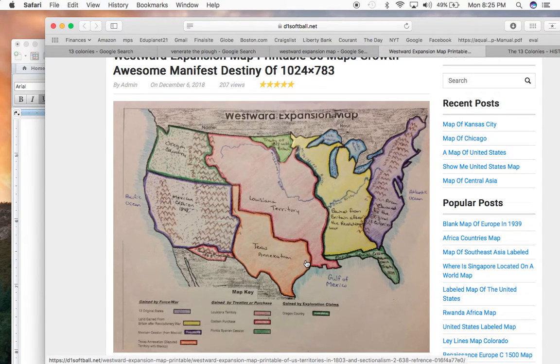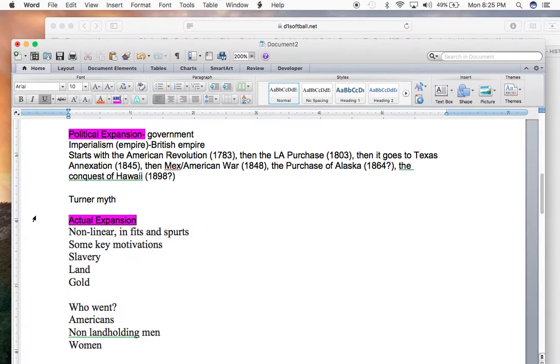Of course, most of this doesn't really matter because there were so few Europeans in this area that really they were only acquiring it in name only. Native American tribes were living in very large numbers in this portion of the country. So that sort of fits our description back here of the political expansion. It was political, but it wasn't actually the case on the ground.